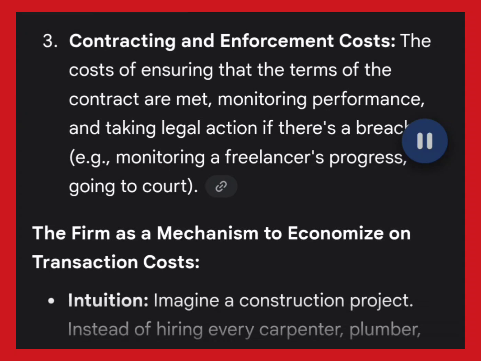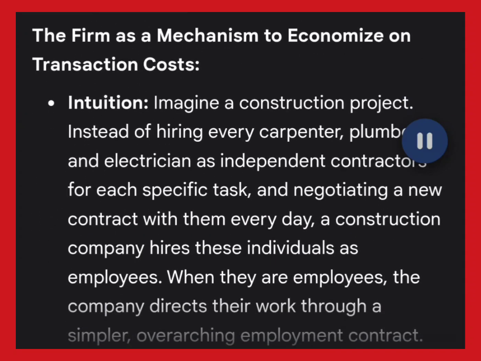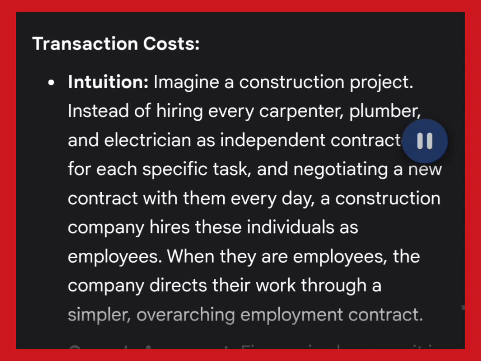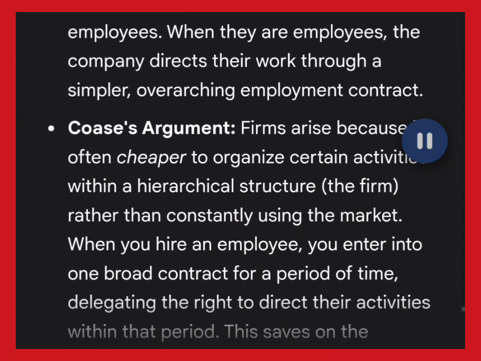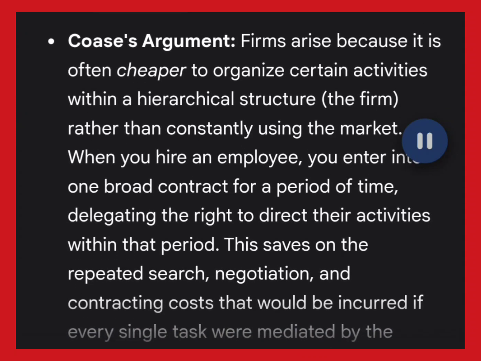The firm as a mechanism to economize on transaction costs. Intuition: imagine a construction project. Instead of hiring every carpenter, plumber, and electrician as independent contractors for each specific task, and negotiating a new contract with them every day, a construction company hires these individuals as employees. When they are employees, the company directs their work through a simpler, overarching employment contract. Coase's argument: firms arise because it is often cheaper to organize certain activities within a hierarchical structure, the firm, rather than constantly using the market.